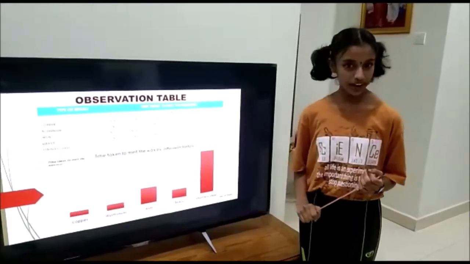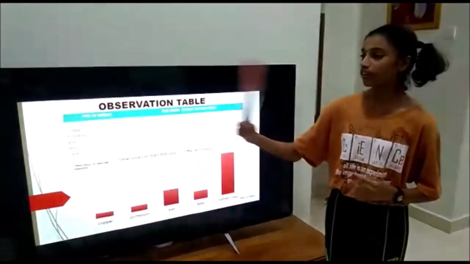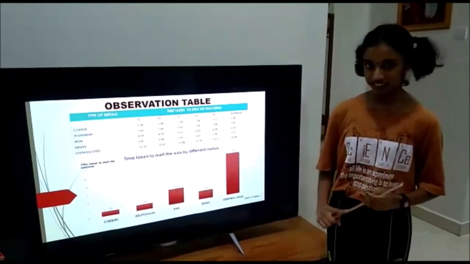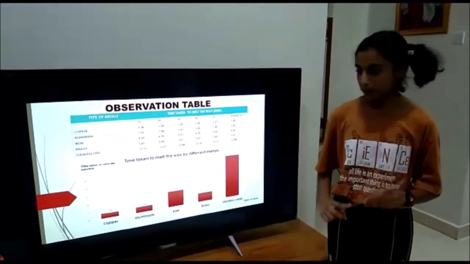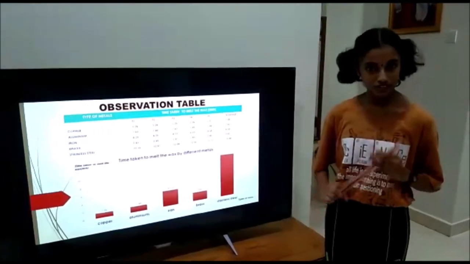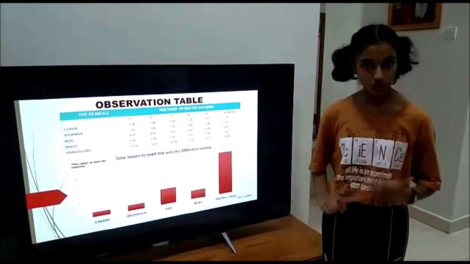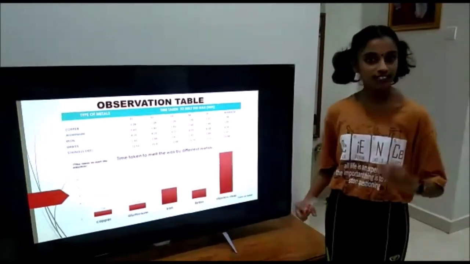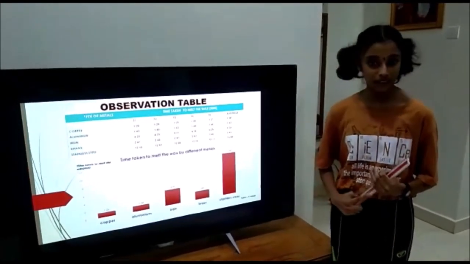Hi, I'm Saduria here. Now, let's look at our discussion. Based on our observation result, copper took the shortest time to melt the wax, which is an average of 1.26 minutes. Second is aluminium, which is 1.43 minutes. Third is brass, which shows 2.43 minutes, followed by iron, which shows 4.24 minutes. Stainless steel took the longest time to melt the wax, which is an average of 12.09 minutes.